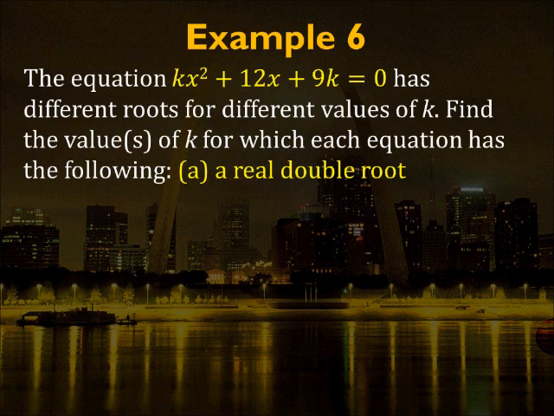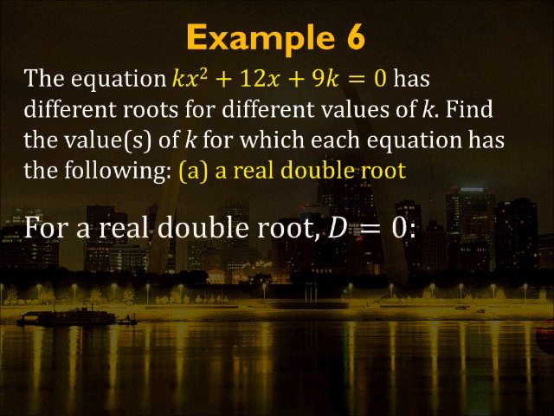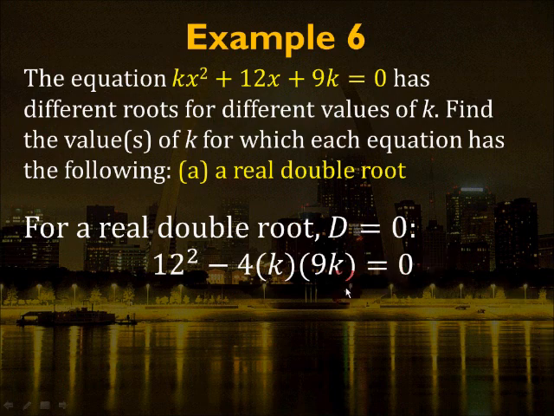So let's start with a real double root. For a real double root, looking at number 2 of the 3-pronged test, your discriminant has to be equal to 0. So let's set our discriminant equal to 0. We have 12 squared minus 4k times 9k equals 0. This k is the a value, 9k is the c value. You put that all together, you get 144 minus 36k squared equals 0.